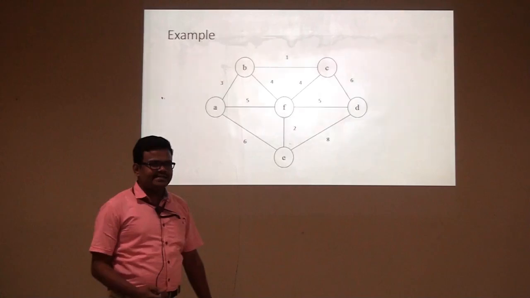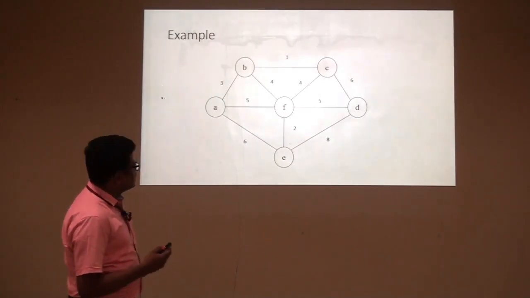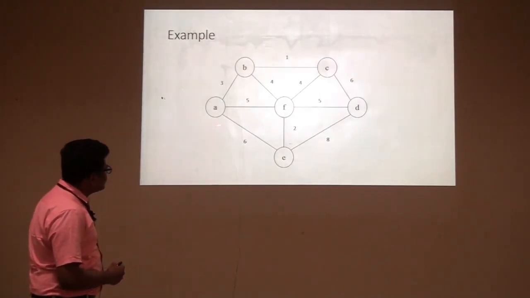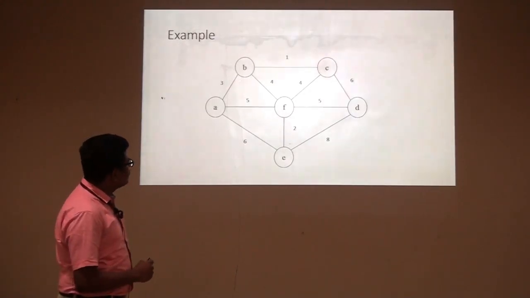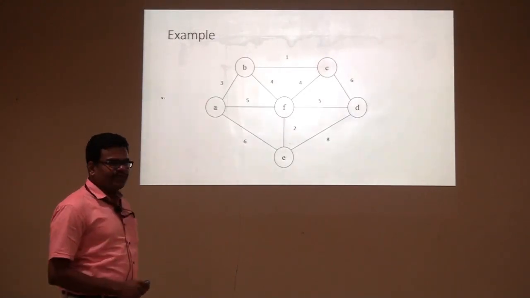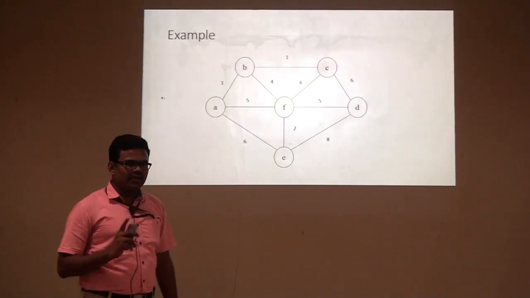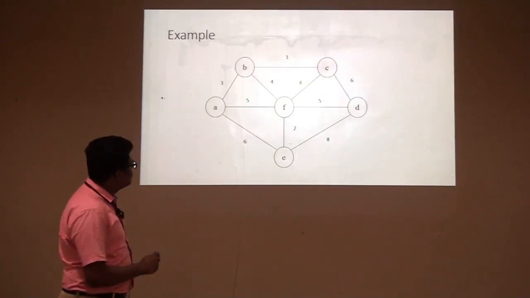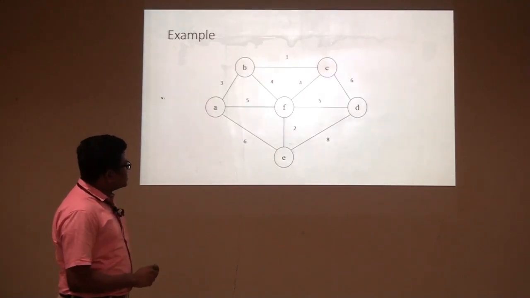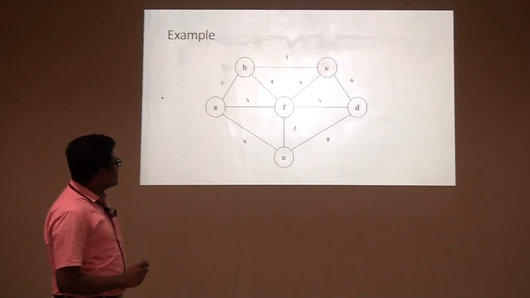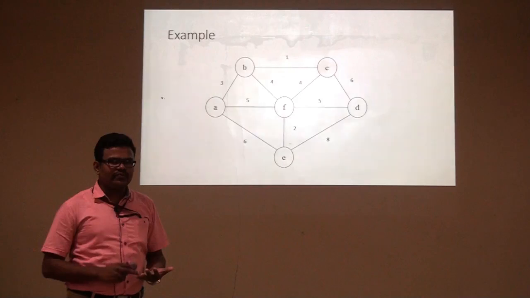So now our example. We have one graph, and we are taking the source node as A. We are going to travel to all the nodes. We are going to visit all the nodes at least one time. So when we are visiting all these nodes, we have to find the minimum weight edge.